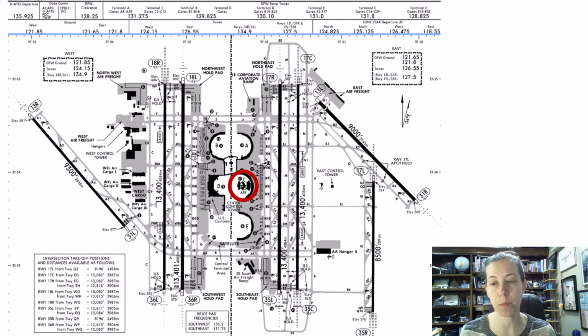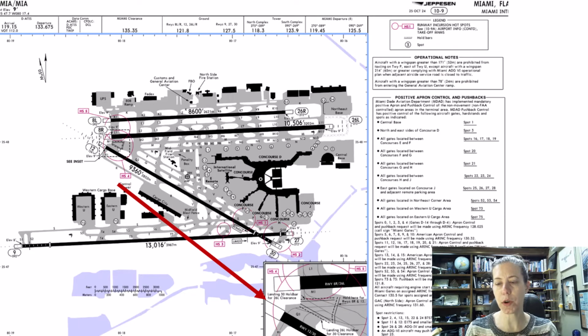This one's, like I said, buried under Terminal C in the parking garage. All right, so let me look at another airport that you could be asked about. Here we have Miami, Florida. This one I've pulled up because it's got a bunch of random little red circles.